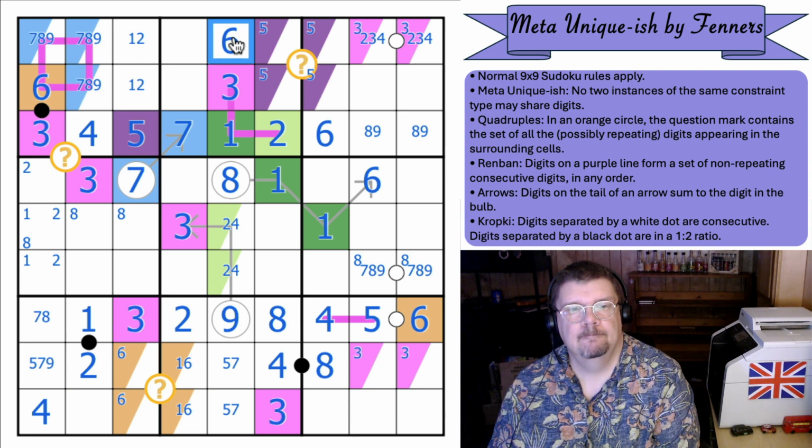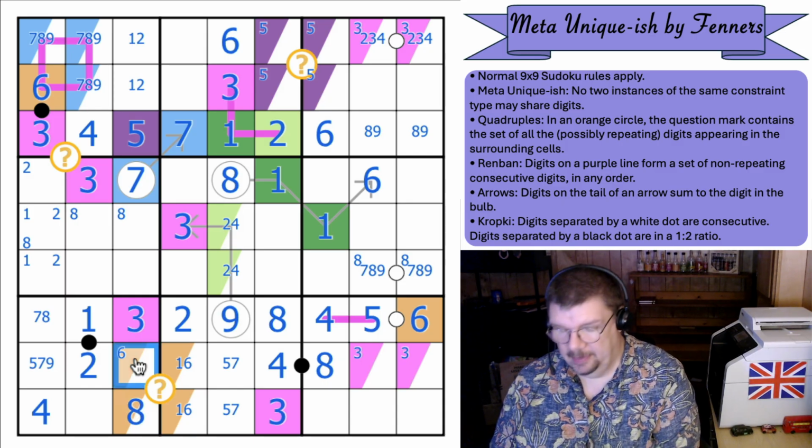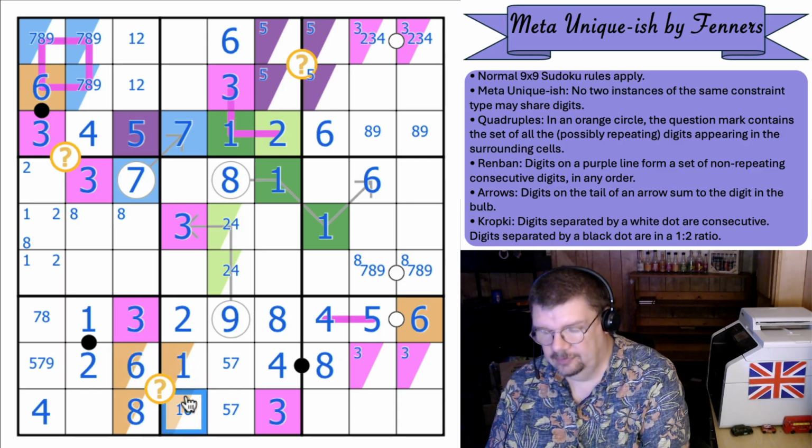Okay. Eight is now not on this quadruple because of this 8 and this 8. 8 is not on this quadruple because of this 8, but we must have an 8 on a quadruple because we know we have the 9 digits. So 8 can't go there, so 8 must go there. That makes that 6. That's 1. That's 6.